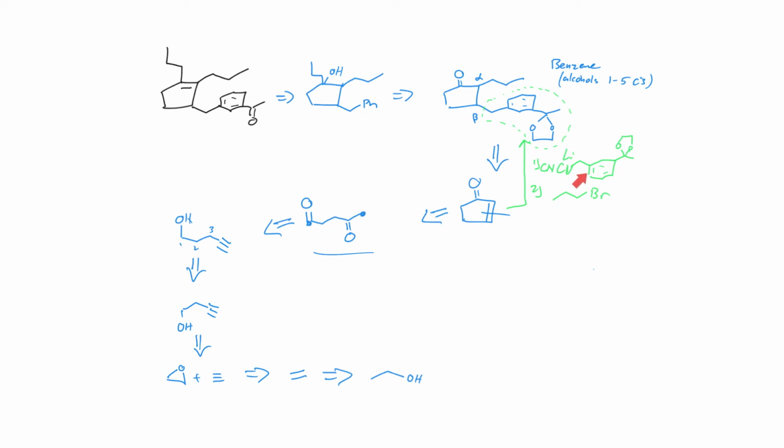I need to make my cuprate. So how do I do that? Well, we know that a cuprate comes from copper chloride and 2 lithium species, but I want to put a cyanide in there, so I'm going to use copper cyanide and 1 lithium species. That lithium species will have to look like this. And I can make that lithium species from the bromine, so I know how to make a benzyl bromide.